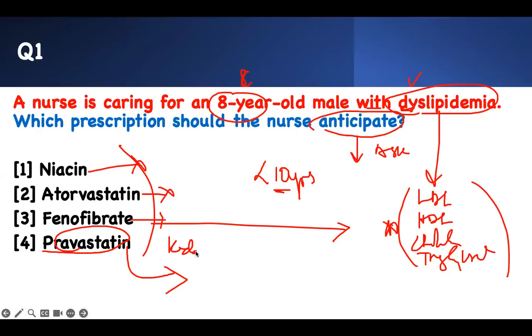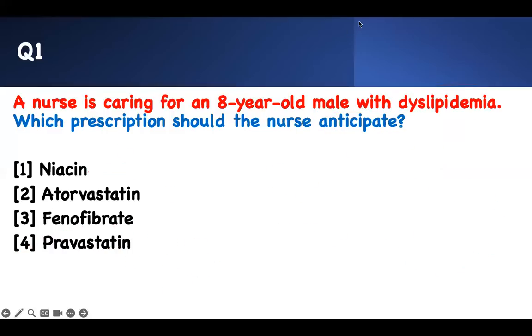So if they give you a pediatric patient who has a cholesterol problem and you need to give them medication, remember that name. The P starts with pediatric. Pravastatin, the P means it's for pediatric patients. Don't forget, P for pediatric, Pravastatin. So number 4 is the only one that you can use for these kids. Okay, concept 101. I hope it's informative.